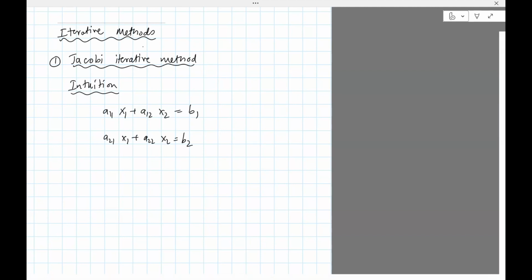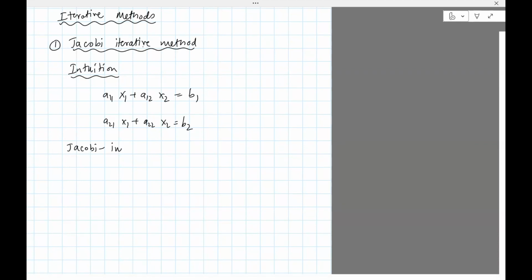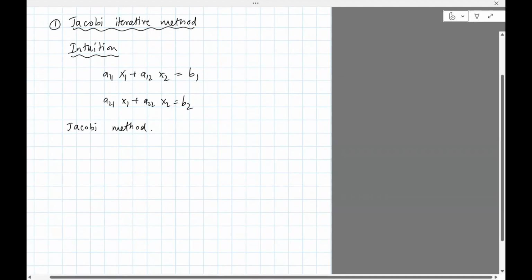Okay, so those are a's and b's are constants. So this is how the Jacobi method works. You'll write this as, rewrite these equations the following way.